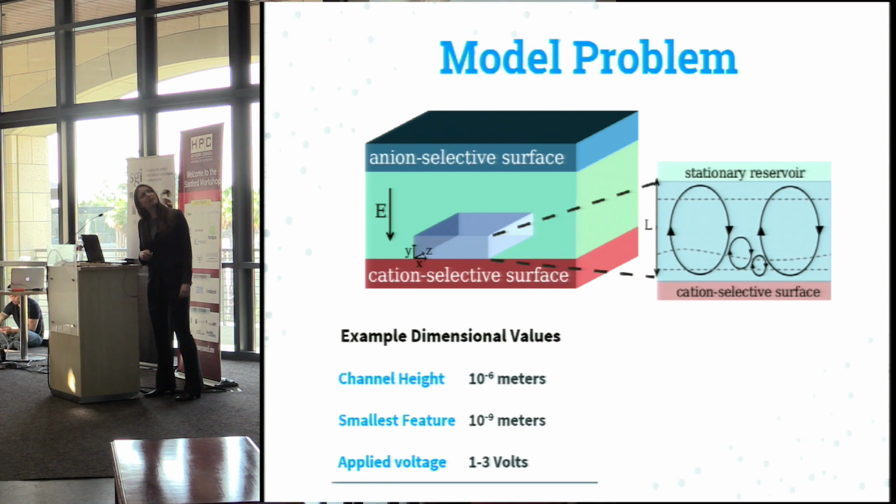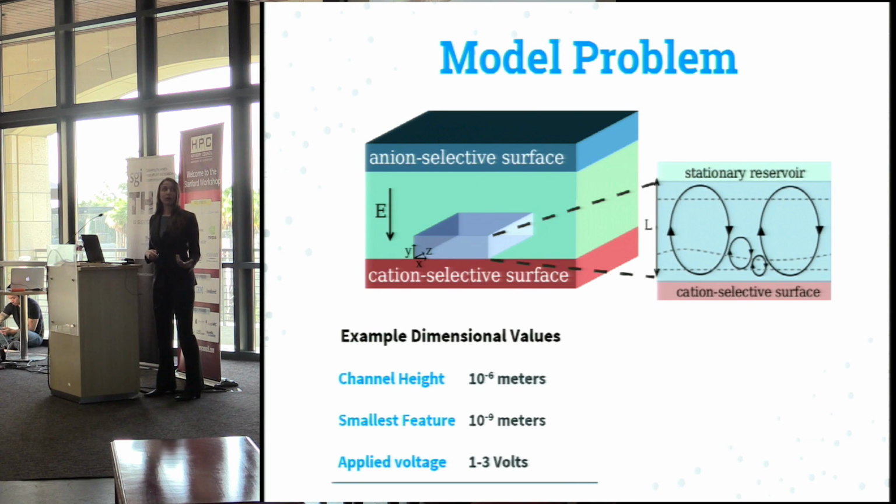So if this is our desalination channel, our simulation is just going to focus on a volume of fluid adjacent to this cation selective membrane. This is what a 2D cross-section would look like. And some example dimensional values for this are a channel height.